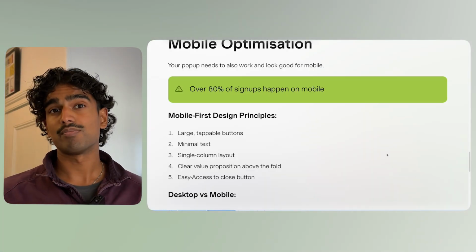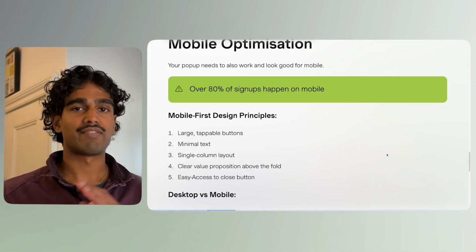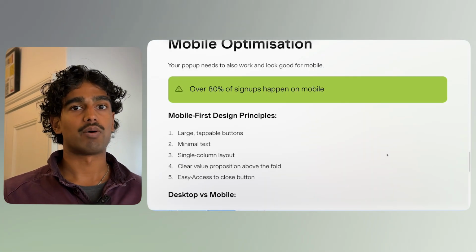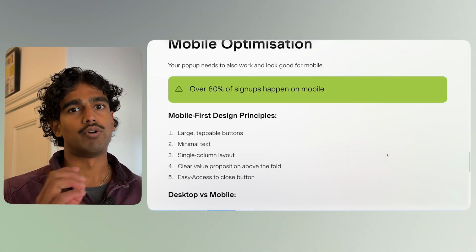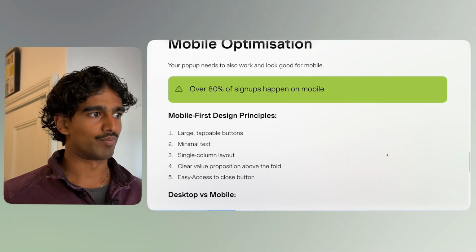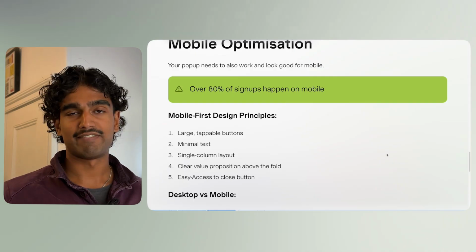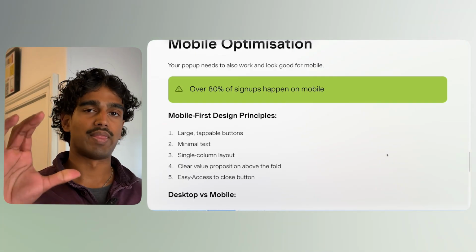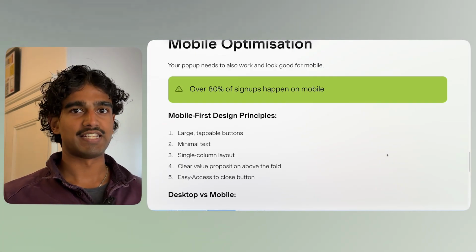Number three, and this is pretty important, have a single column layout. We don't want to have an image on the right or left of the pop-up because that will make the text a little bit smaller and make it harder to read, which is very annoying on mobile. And number four, we want to have a clear value proposition immediately visible when the pop-up shows up. Last but not least, have an easy access close button.